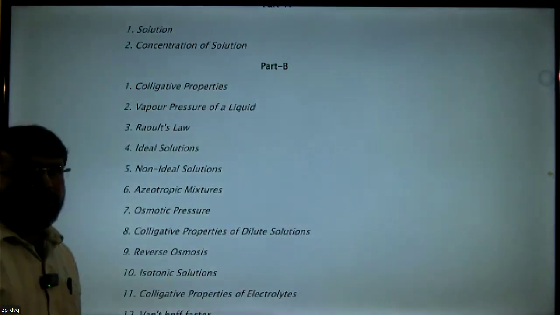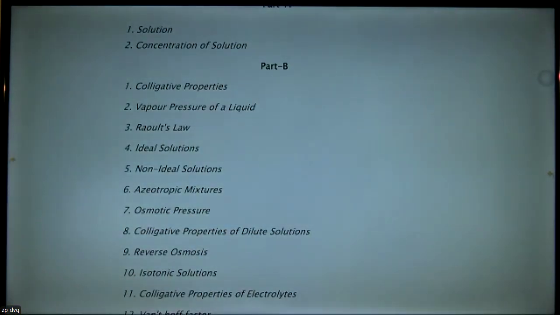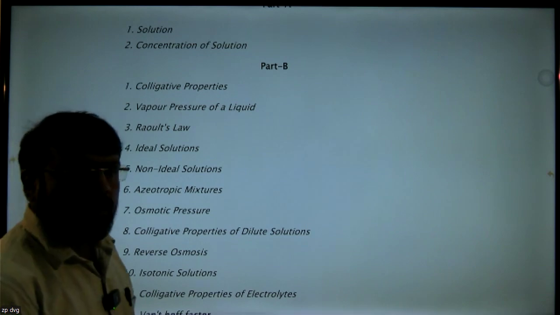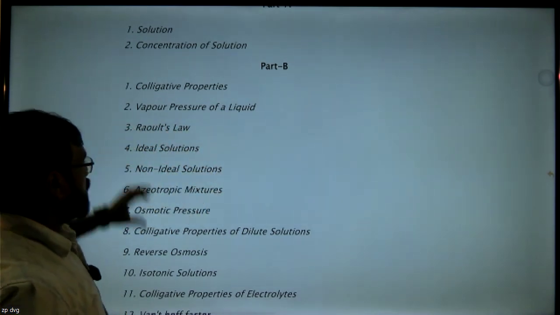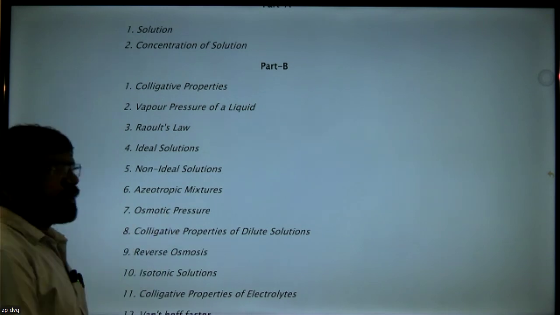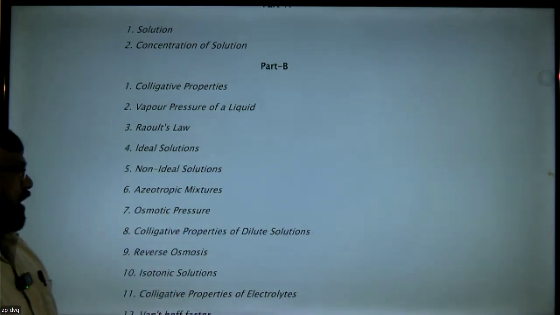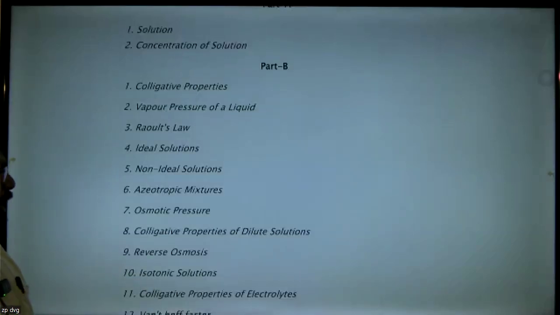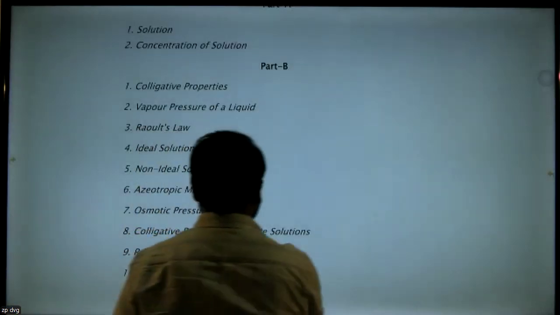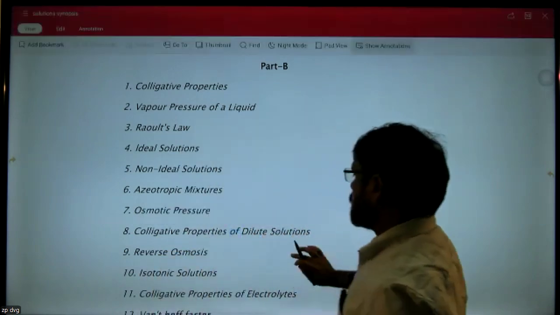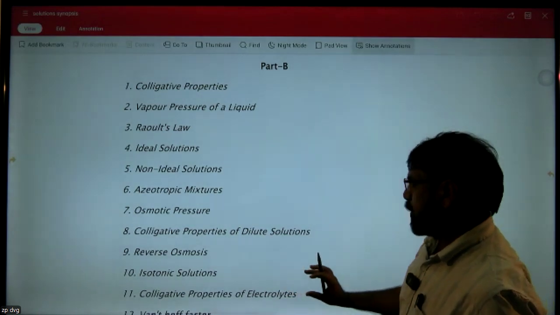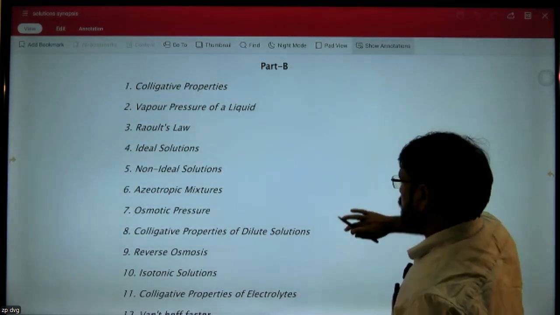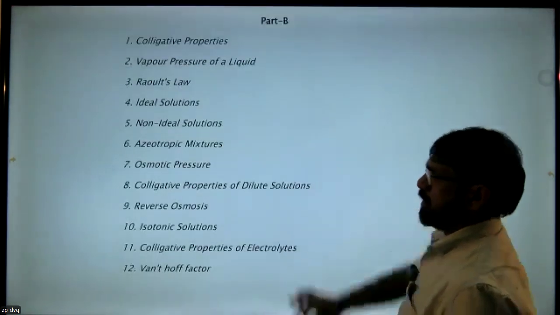First, solution introduction, concentrations, terms of the solution, colligative properties, vapor pressure of a liquid, Raoult's law, ideal solutions, non-ideal solutions, azeotropic mixture, osmotic pressure, colligative properties of dilute solution. Next, reverse osmosis, isotonic solutions, colligative properties of electrolytes, and next the van't Hoff factor.